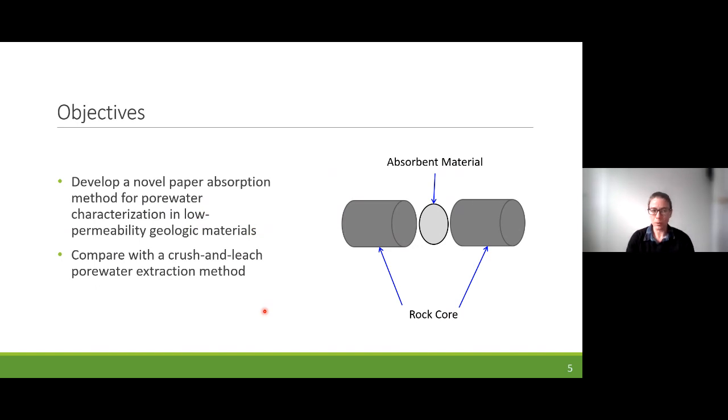The objectives of this work were to develop this new method for pore water extraction and characterization. This is the paper absorption method, which involves placing an absorbent material between two core segments, pressing the whole thing tight, and allowing water to move from the core into the paper by capillary action. And this method aims to extract that mobile water. We also want to compare the results of this new method to those of a crush and leach pore water extraction technique.